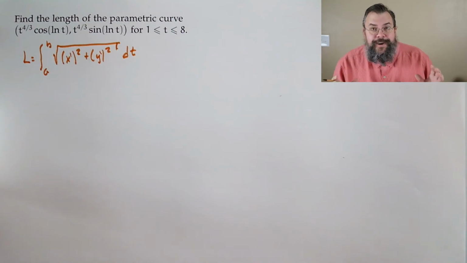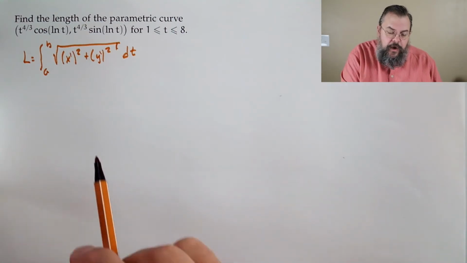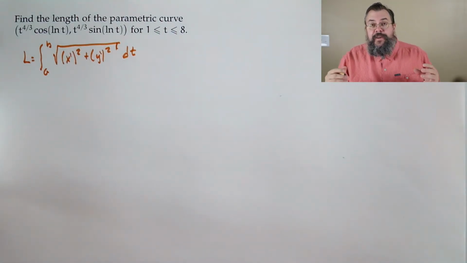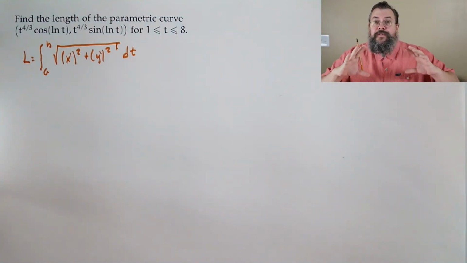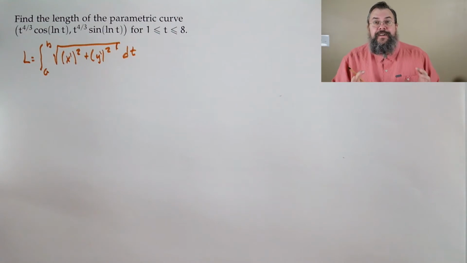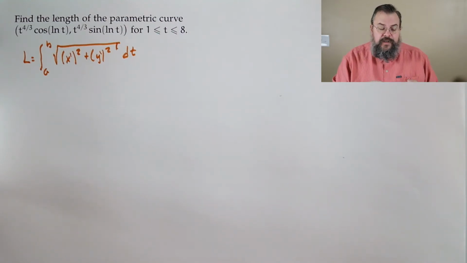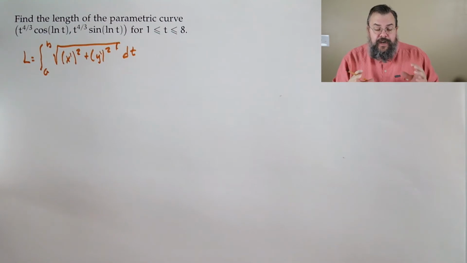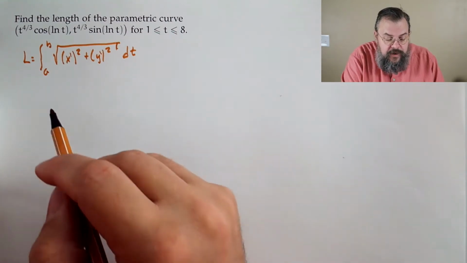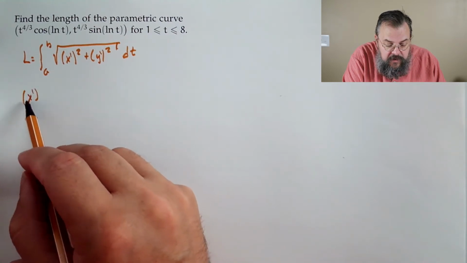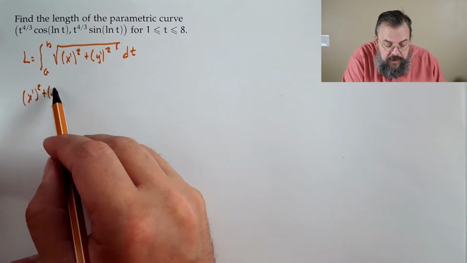90% of the work in an arc length problem for parametric curves is trying to figure out a way to simplify this square root expression. So let's do that. Almost all of that is algebra, and of course there's a little bit of derivatives at the start. Be careful with your derivatives, be careful with your algebra, and be patient. Don't try to rush through it. So here we go. Let's just start by looking at x prime squared plus y prime squared.